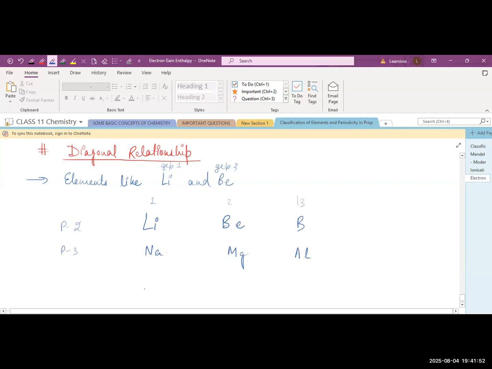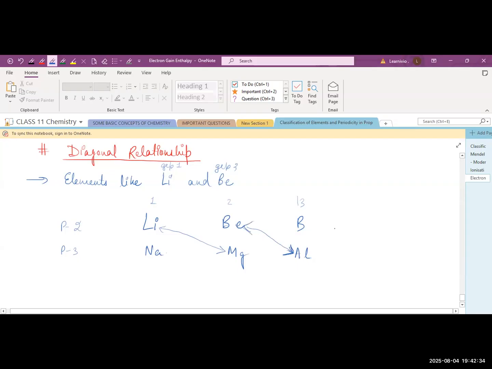Now see, it has been found that elements like lithium show some similarity with the second element of the next group. Also, second element क्या? That is magnesium. So lithium shows a similarity. Means similarity किस चीज में? Properties में, right? So it shows similar properties just like magnesium. Magnesium की तरह similar properties show करता है lithium. Similarly, beryllium shows similar properties just like aluminium.